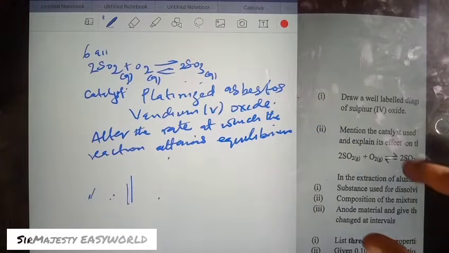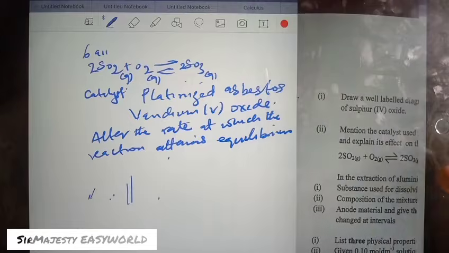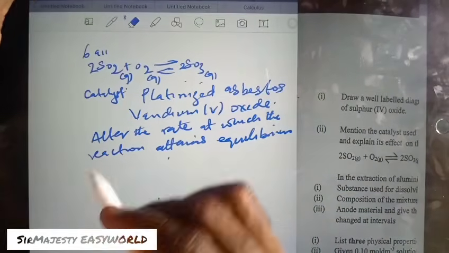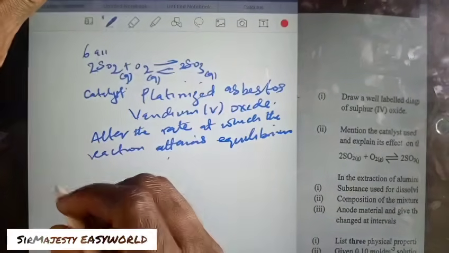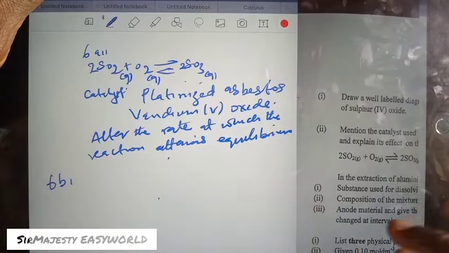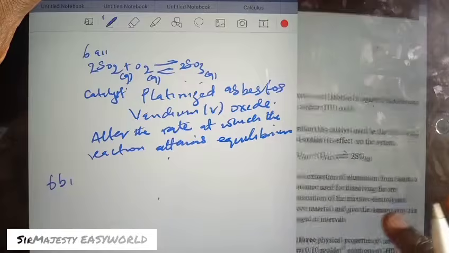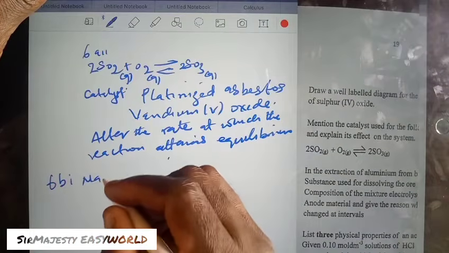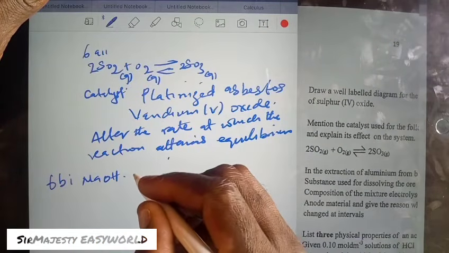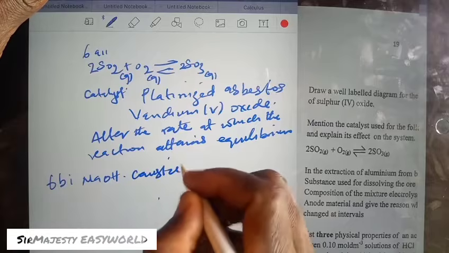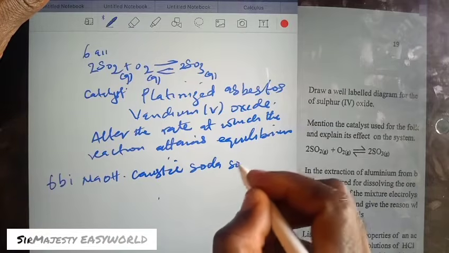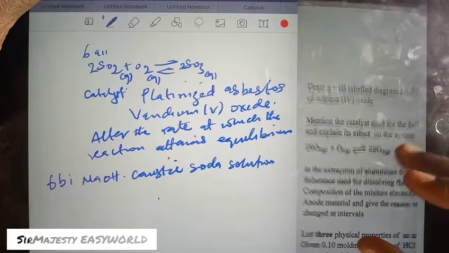Then the next one says in the extraction, that's number 6B now. Question number 6BI. In the extraction of aluminium from bauxite, state the substance used for dissolving the ore. Simple, concentrated sodium hydroxide, or you say caustic soda, concentrated caustic soda solution.